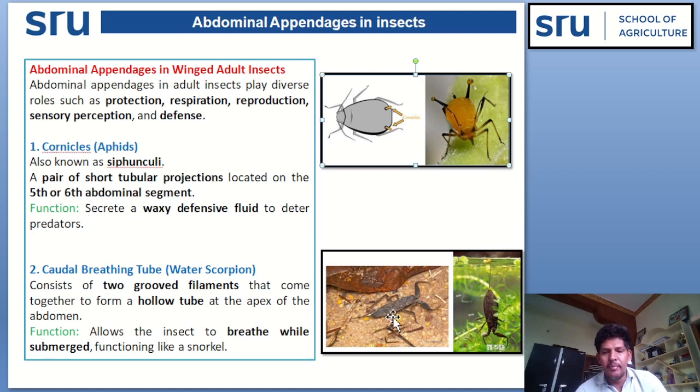Next is the caudal breathing tube. Caudal breathing tube is there in water scorpion. It consists of two grooved filaments that come together to form a tube-like structure, known as the caudal breathing tube, and it is there at the end of the abdomen. This caudal breathing tube allows the insect to breathe while submerged, and it functions like a snorkel.